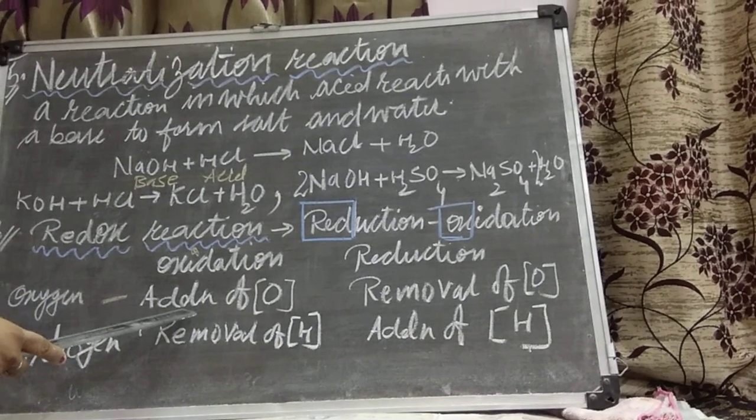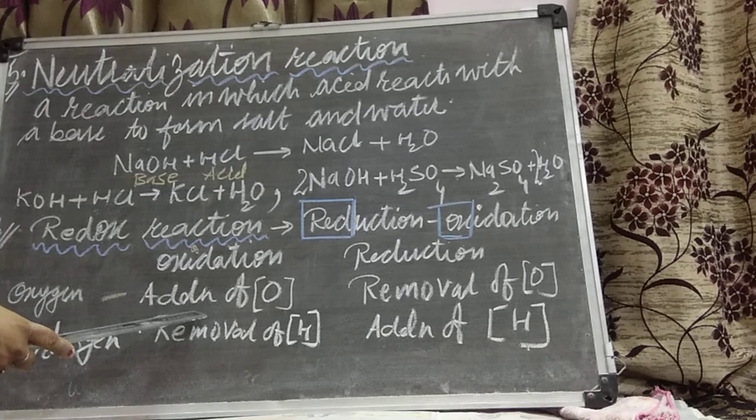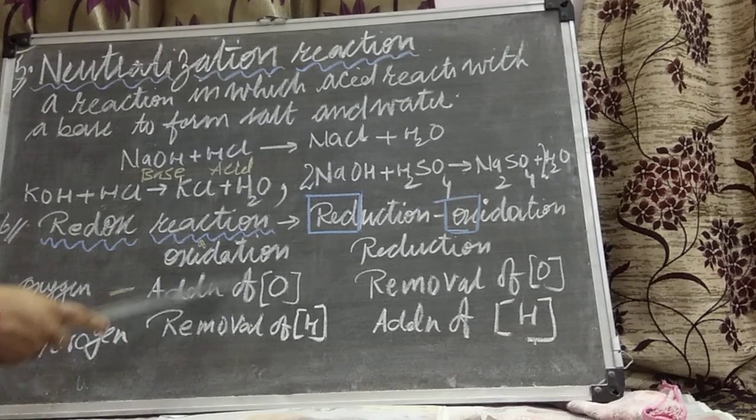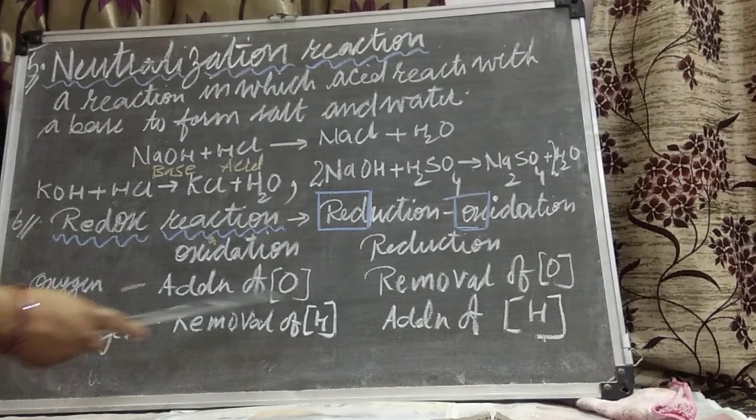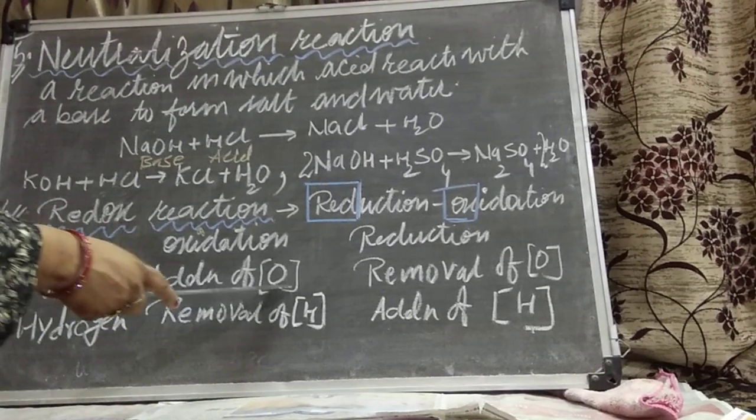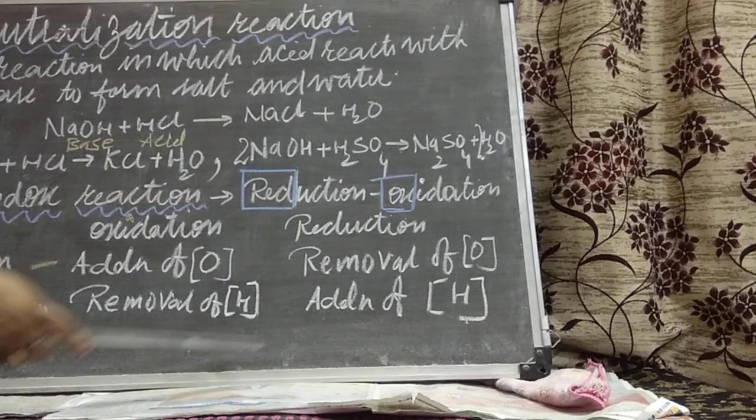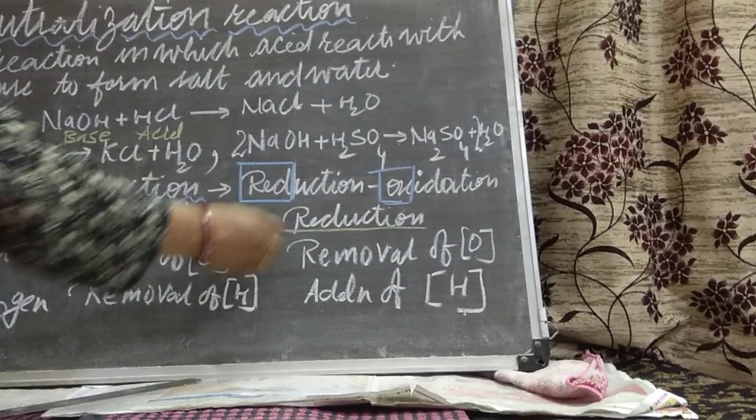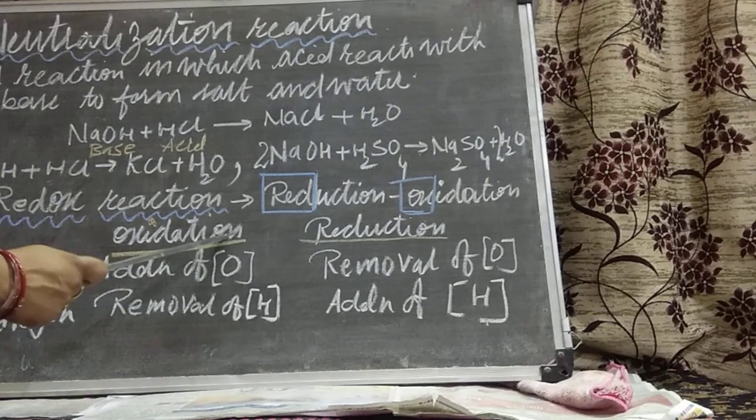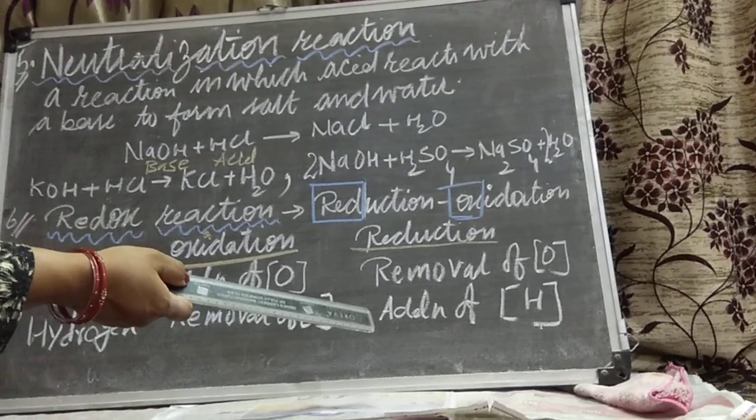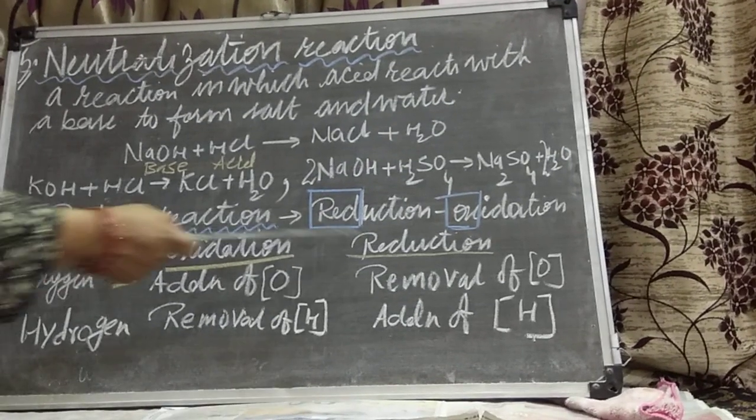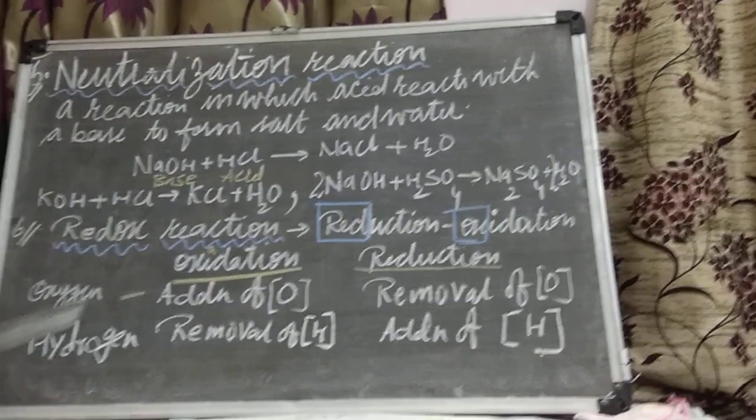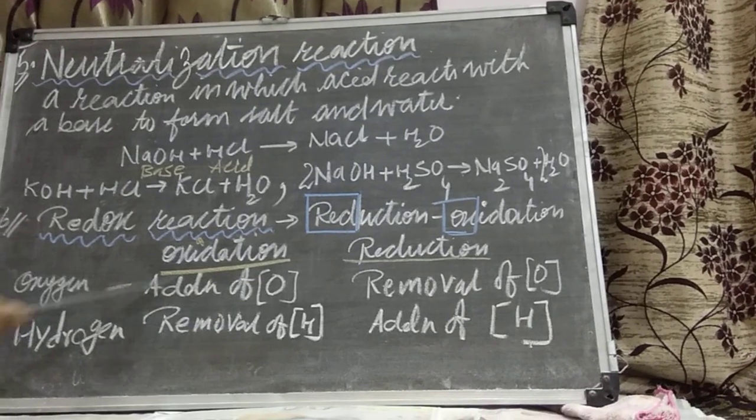So we can say all combustion reactions are oxidation reactions. C plus O2 gives CO2, oxidation. Mg plus O2 gives MgO, oxidation. So what is oxidation? Addition of oxygen. On the other hand, removal of oxygen is reduction. So by this we can say that oxidation and reduction are the reverse of each other. In oxidation, addition of oxygen takes place; in reduction, it is removed. So this is the definition of oxidation in terms of oxygen.